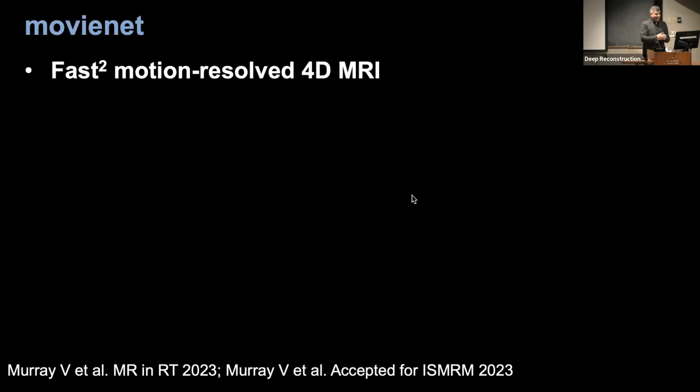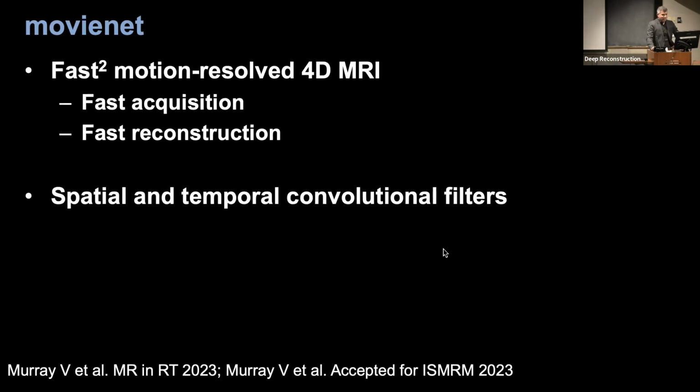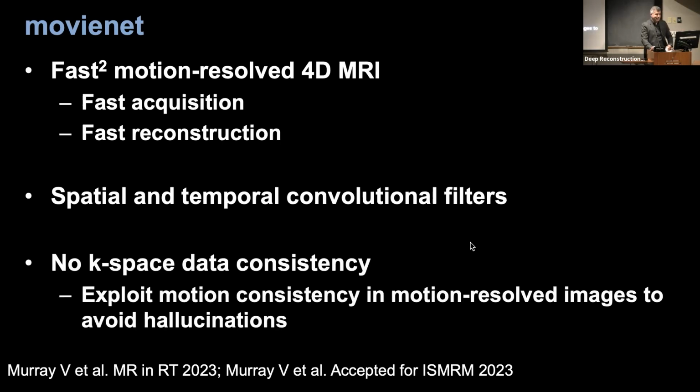In this work, I'm going to show you some of our new work in this area. We call it MovieNet, a fast acquisition and reconstruction for motion-resolved MRI. So fast acquisition, also fast reconstruction, trying to move towards real-time MRI. We're going to use spatial and temporal convolutional filters, and we're going to remove data consistency. We're going to exploit some properties in these 4D images that enable us to remove data consistency from the problem and still be able to avoid hallucinations.